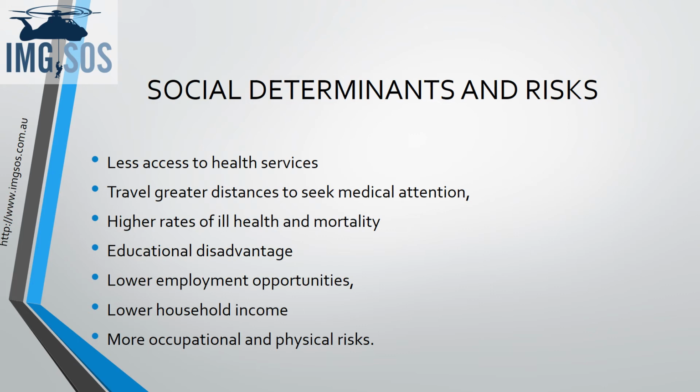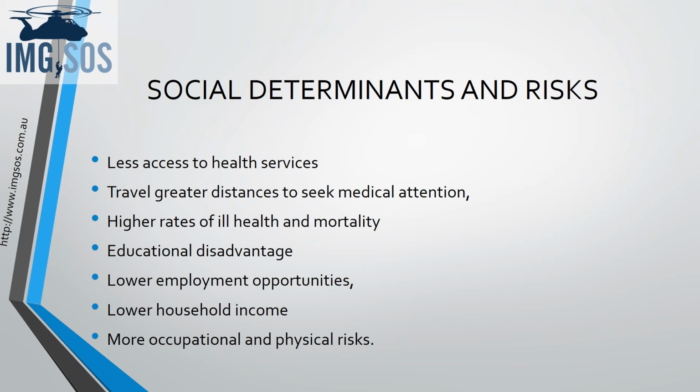But there are other issues that aren't just fixed by more access to healthcare. There are overall higher rates of ill health and mortality. People in rural areas suffer from educational disadvantage. School opportunities are less. Employment opportunities are less. Even simple things like household income is lower in remote communities than it is in regional communities, and it's lower in regional communities than it is in cities. So the populations have less disposable income, less education opportunities, less employment opportunities, all of which impacts on health independent of their access to medical care.